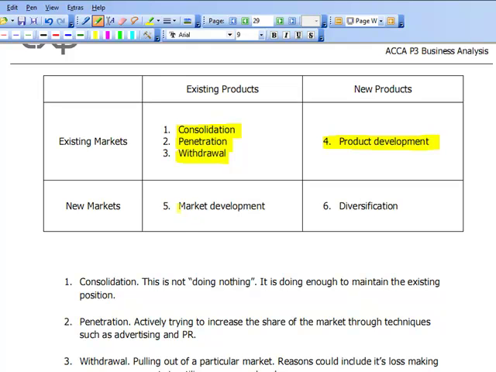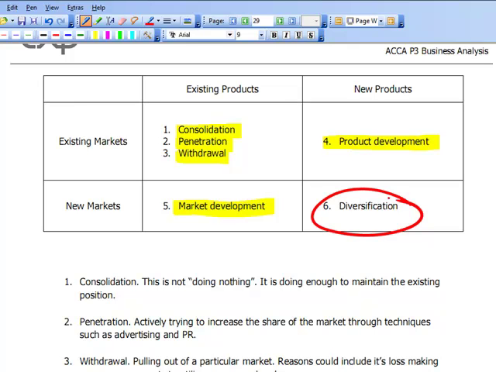We then talked about existing products in a new market, market development. The example I gave yesterday was McDonald's. When they open a new McDonald's restaurant in a new country, that is the case of market development. Now, what we're going to be talking about today is diversification.